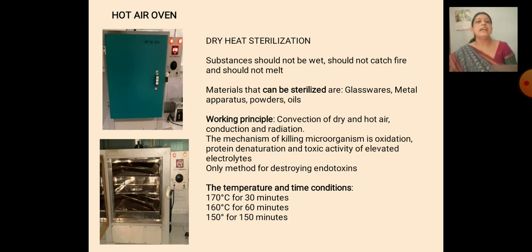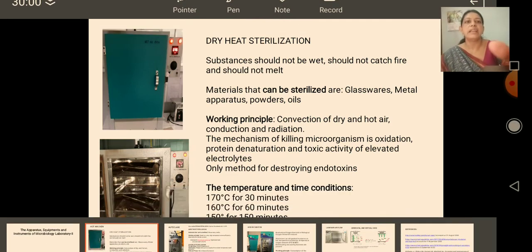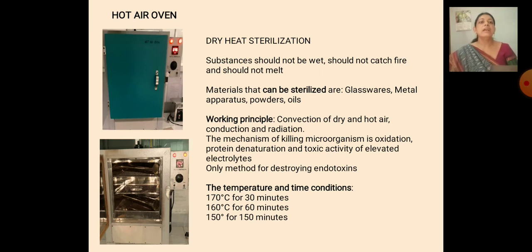Here there are three different temperature and time conditions for sterilizing in the hot air oven. If you want to sterilize for 30 minutes, the temperature in the hot air oven should be 170 degrees Celsius. Here, just on the top, there is a thermometer attached that indicates the temperature. If sterilization is done for 60 minutes, then the temperature should be 160 degrees Celsius, and 150 degrees Celsius is required for 150 minutes of sterilization.